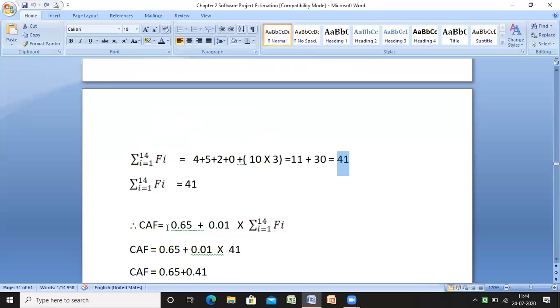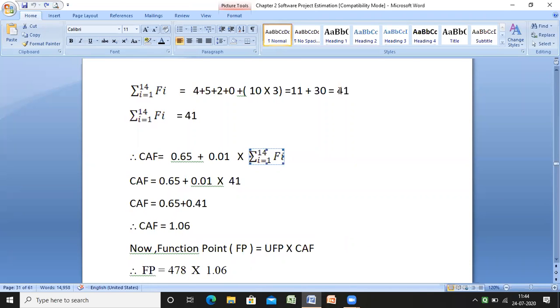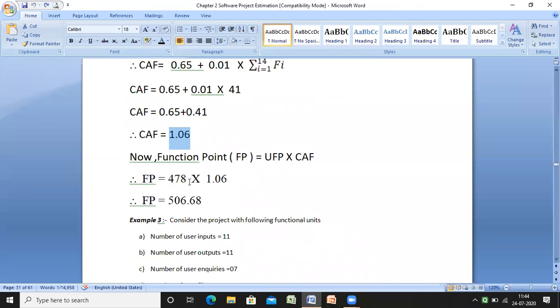The formula is that CAF, the complexity adjustment factor, is 0.65 plus 0.01 multiplied by the summation of Fi, where i varies from 1 to 14, and I'm going to put the value of Fi over here, 41. As far as the formula is concerned, we first solve the multiplication, as per BODMAS. So 0.01 multiplied by 41 is 0.41. Then I add this to 0.65. This is 1.06.